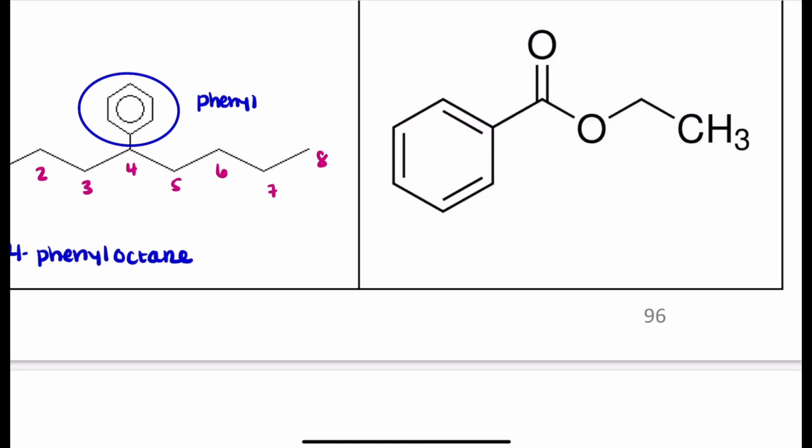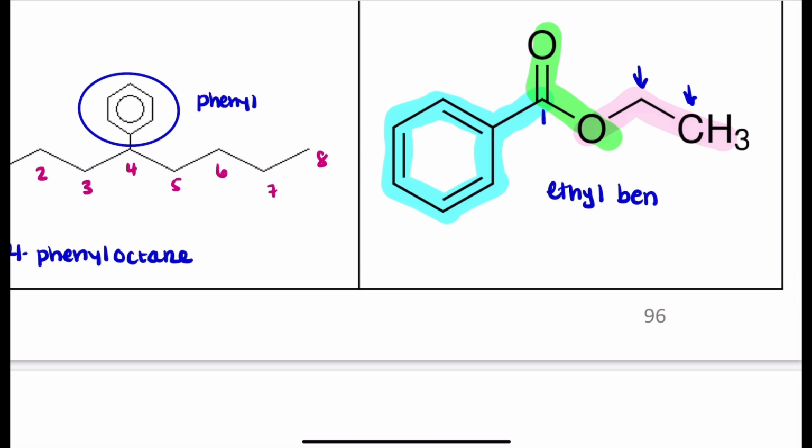Now this one's a little confusing. I've got that ester group, so I know I'm going to have to name the alcohol portion first and the carboxylic acid group second. The alcohol portion is just 2 carbons, 1 and 2. It's just an ethyl group, so I'm just going to call it ethyl. And then the carboxylic acid group has this carboxylic acid with its benzene ring. This is actually called benzoate, emphasizing that the benzene ring is the only thing attached to that carboxylic acid portion.